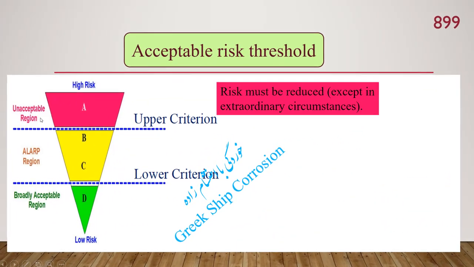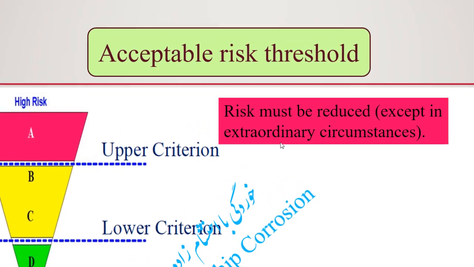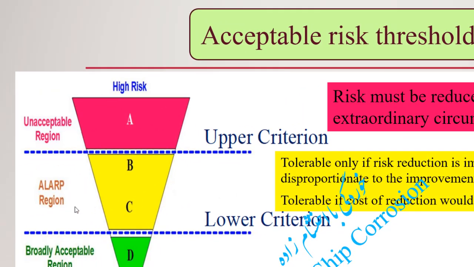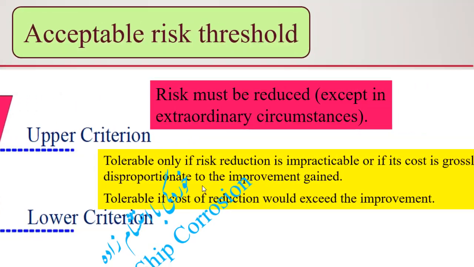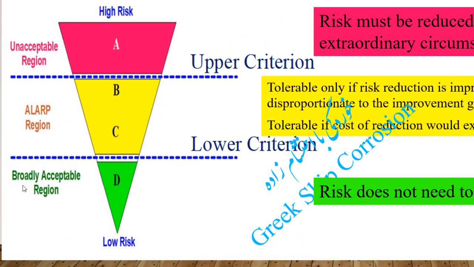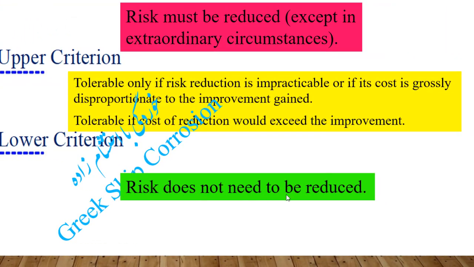In the unacceptable region, risk must be reduced except in extraordinary circumstances. In the ALARP region, risk is tolerable only if risk reduction is impracticable or if its cost is grossly disproportionate to the improvement gained. Tolerable if cost of reduction would exceed the improvement. And in the broadly acceptable region, risk does not need to be reduced.